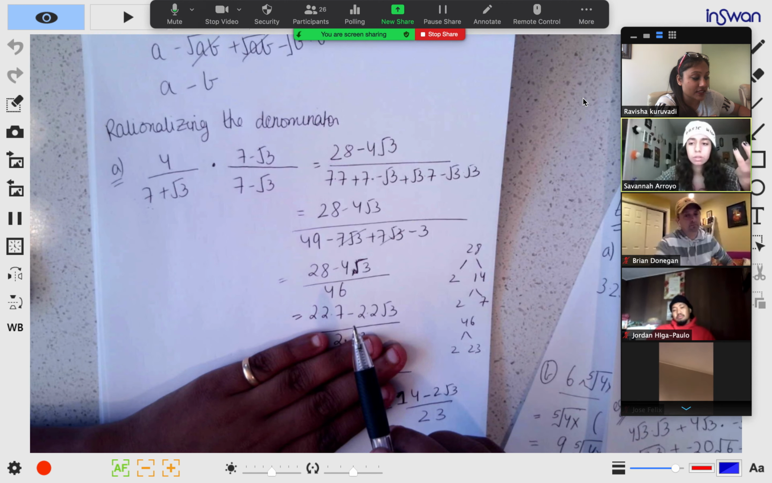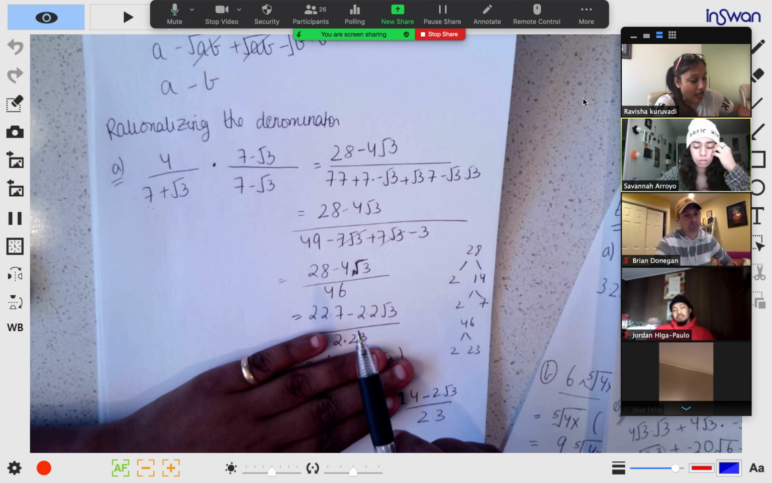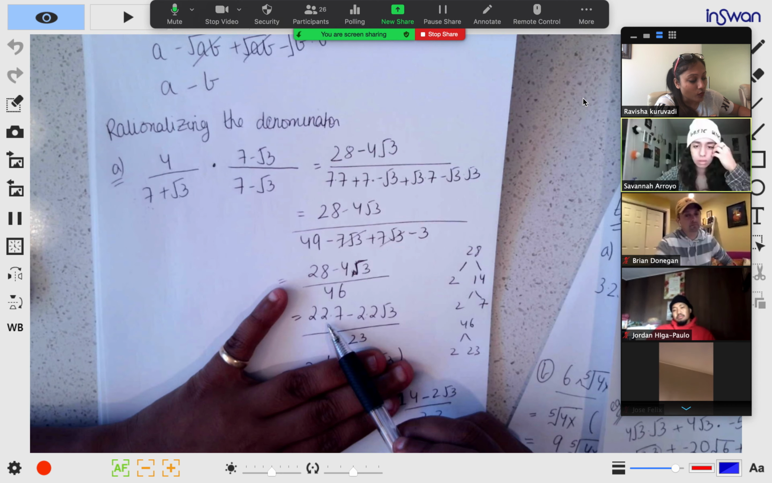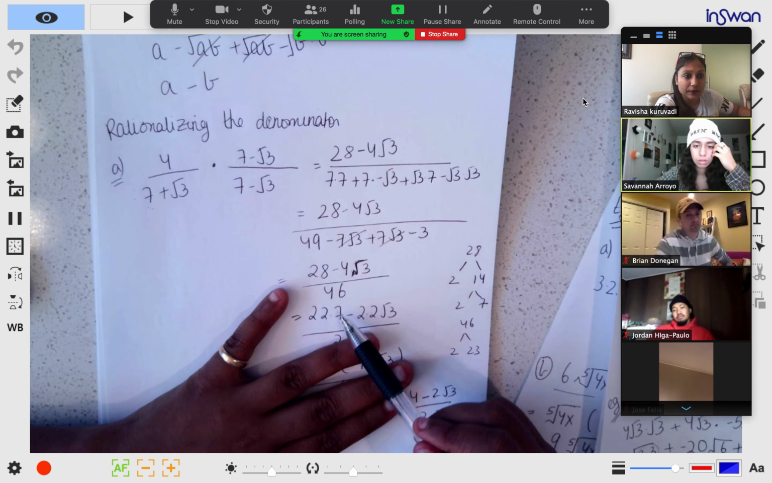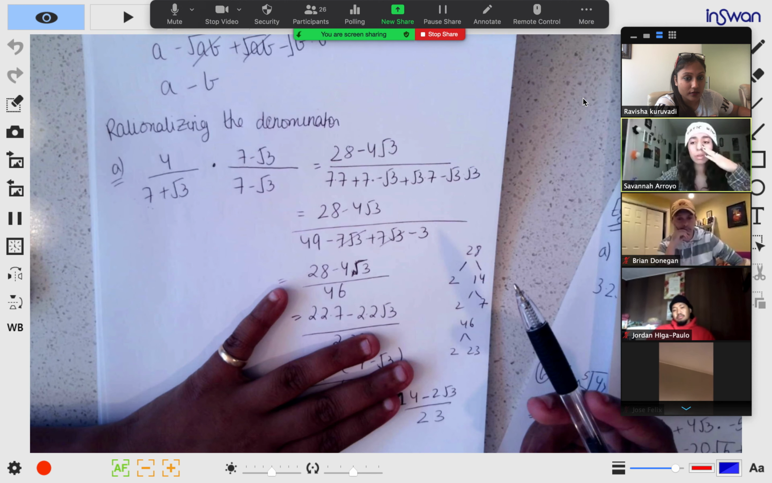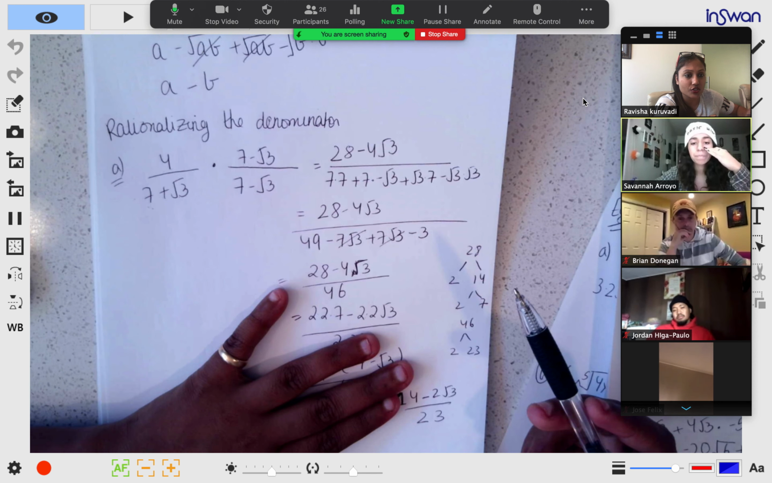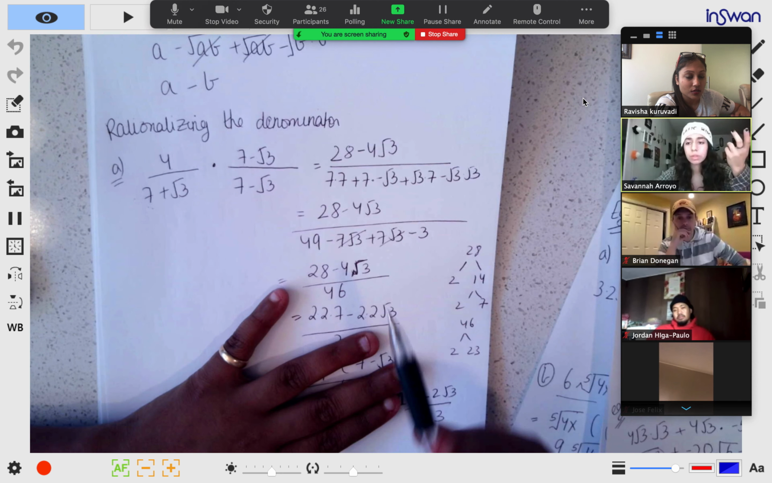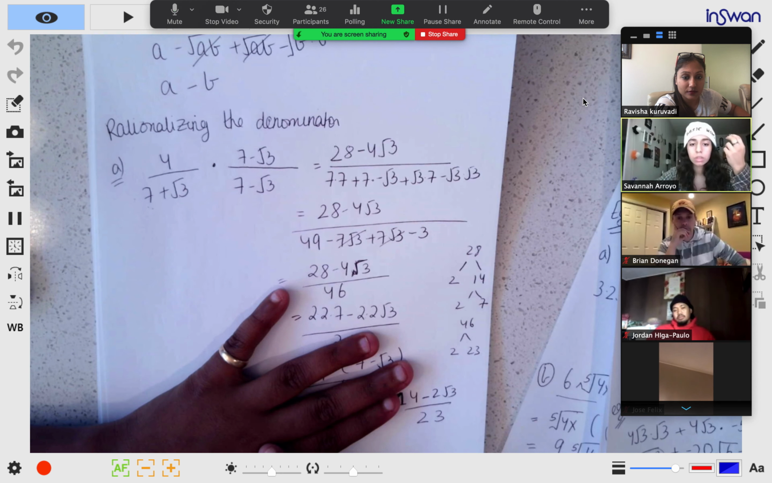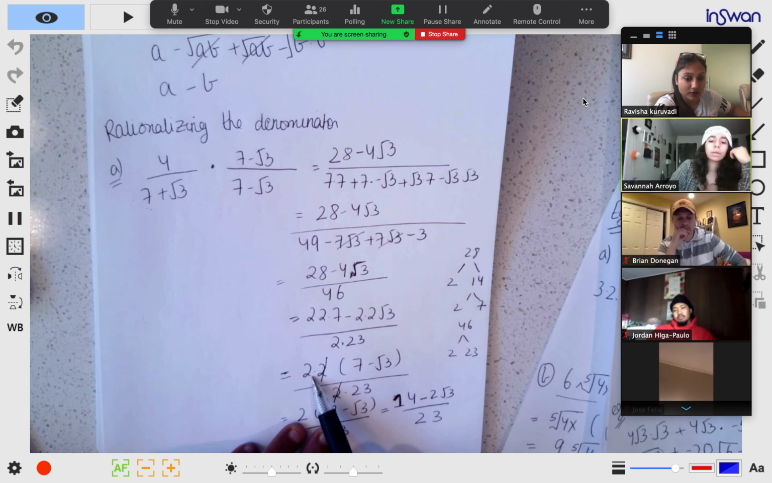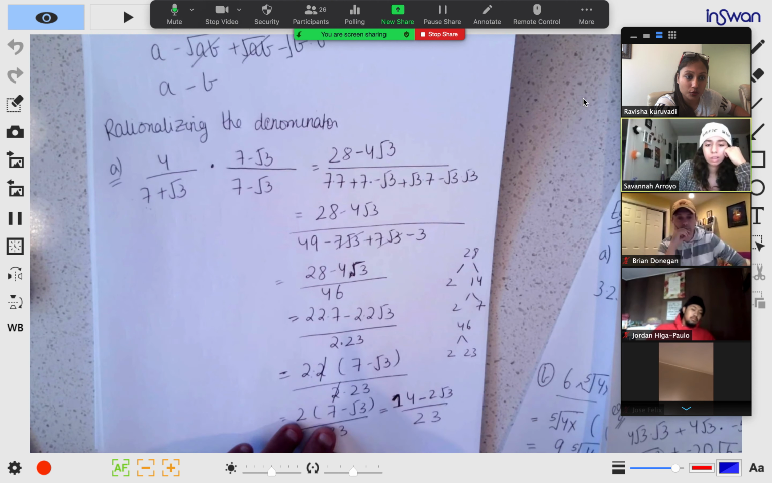Okay, so let's see here. Now let's see the numerator only. What's common between both of them? Just the numerator. It's the 2 twos. So I took out 2 twos outside. Okay. And then what I'm left with inside is 7 minus root 3.